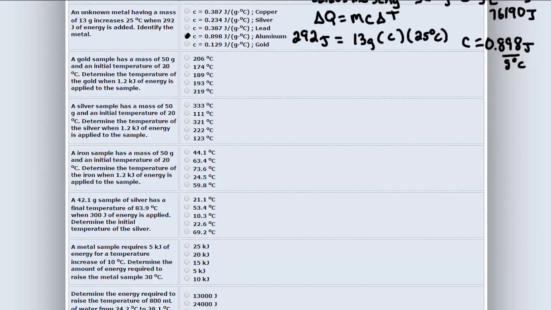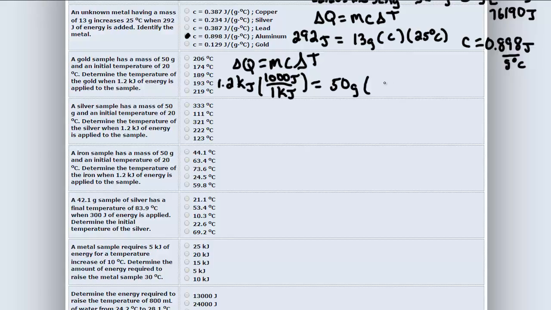A gold sample has a mass of 50 grams and an initial temperature of 20 degrees Celsius. Determine the temperature of the gold when 1.2 kilojoules of energy is applied to the sample. So we're going to have our ΔQ equals mcΔT, and our ΔQ is going to be 1.2 kilojoules. I'm going to go ahead and convert that into joules, so for every 1 kilojoule is 1,000 joules. We set that equal to the mass, which was 50 grams. And then we want to find the temperature, so we need the specific heat of gold. So we have to look that up in our table. And it's 0.129 joules per gram degree Celsius.